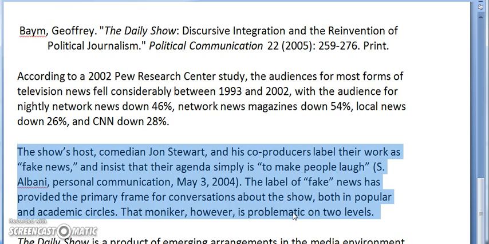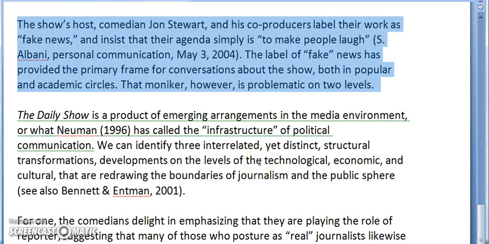It's an argument source. Here, the writer, Jeffrey Boehm, is taking issue. He's going to dispute that way of labeling The Daily Show as fake news. And we know here he has at least two problems with that particular label. So that's an argument source. Let's go to the next one.